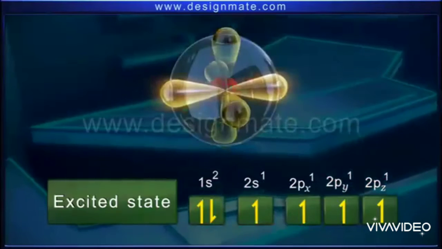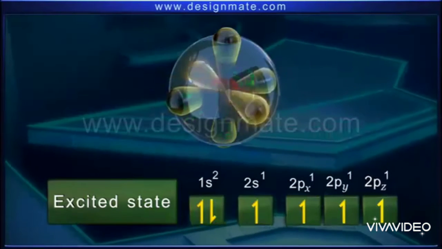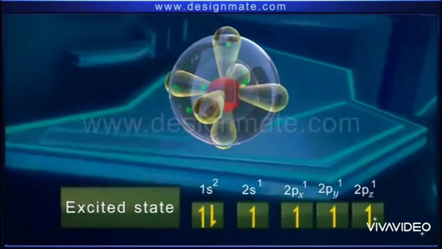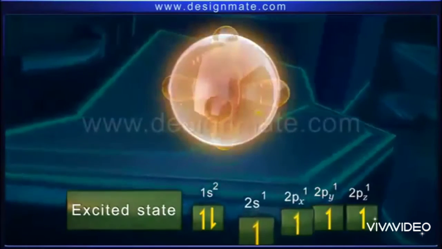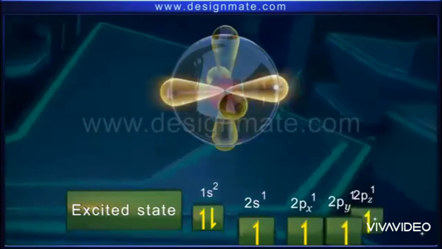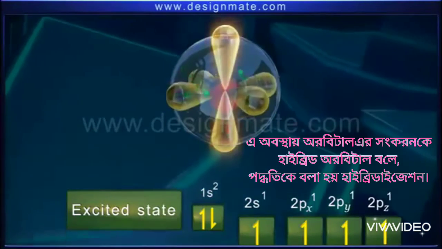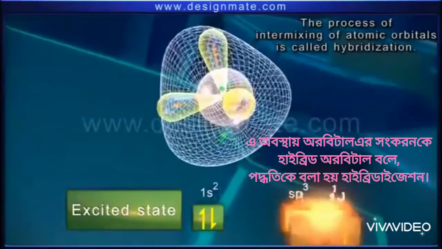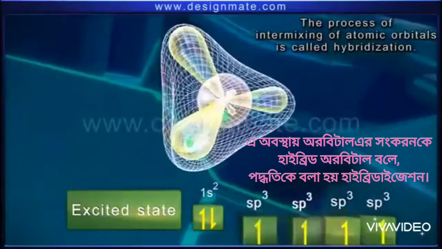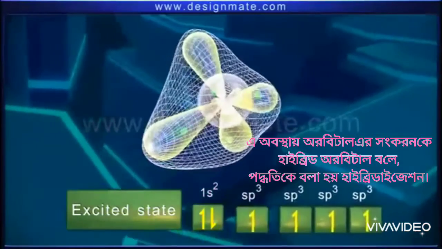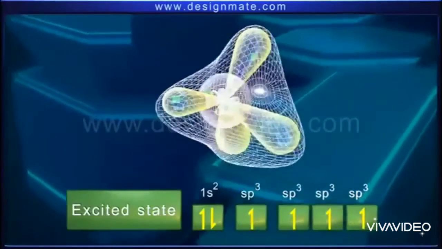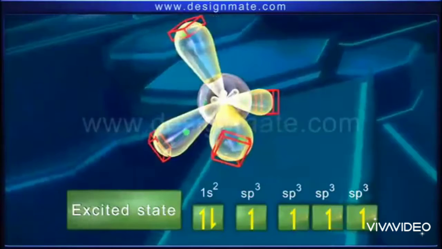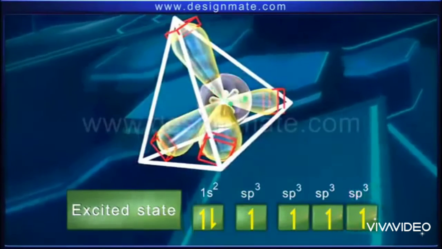2s1, 2px1, 2py1, 2pz1. In order to form 4 sigma bonds with other atoms, the 2s, 2px, 2py, and 2pz orbitals of this atom intermix. This process of intermixing of atomic orbitals is called hybridization. As a result, 4 equivalent orbitals called sp3 hybrid orbitals directed along the 4 corners of a regular tetrahedron are formed.